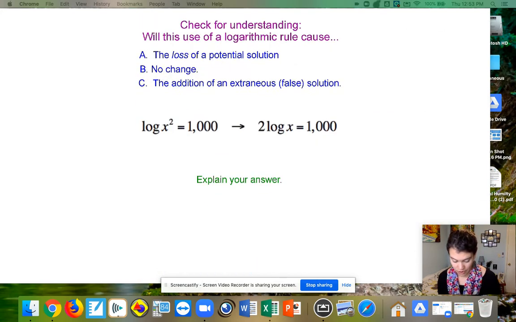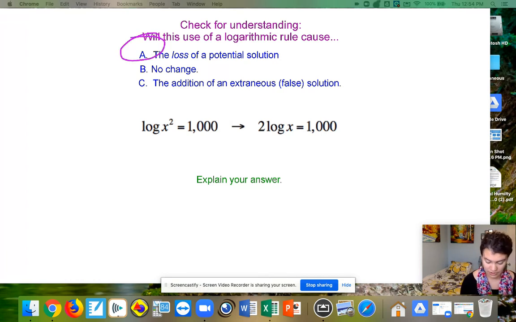So decide, what do you think happens with this? So we have log of x squared equals 1,000. We switch that to 2 log of x equals 1,000. Do you think we lost a solution, nothing changed, or we added an extra solution? This one here, we lost a solution because originally with an x squared, I can do a positive number or a negative number, and it's still taking the log of a positive number. But when I come over here, I can only plug in positive numbers. So I lost that negative option.